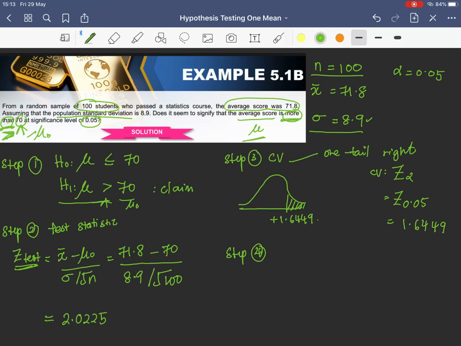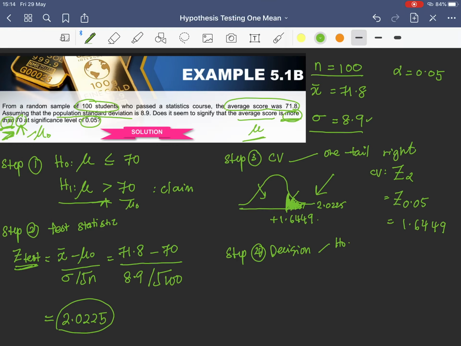Step number 4 is your decision. You want to reject or accept H null. Okay, how to reject or accept H null? Look at your Z test. Z test is 2.0225. Look at your shaded region here. 2.0225, is it located at the shaded region or unshaded region? Okay, 2.0225 is more than 1.6449. Dia dah melepasi ini. Dia berada di dalam rejection region.